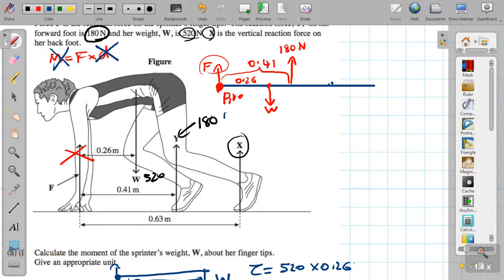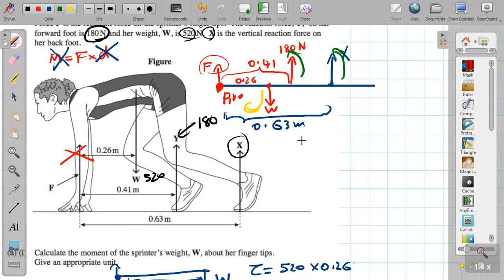The next one is this force, X. You don't know. But the distance is 0.63 meters. Got it? Now mark whether anti-clockwise or clockwise. This force is clockwise. The other two forces are anti-clockwise.